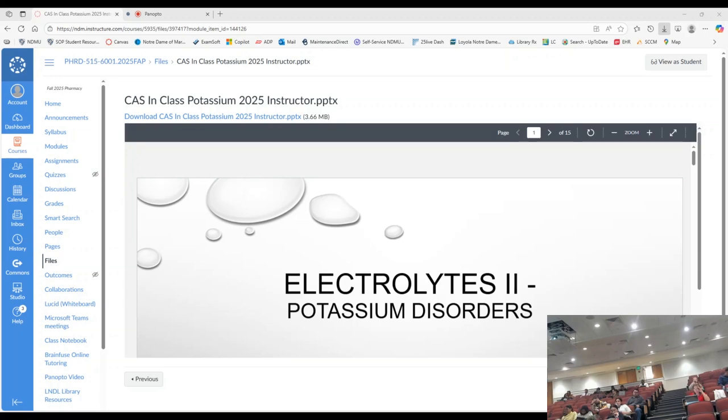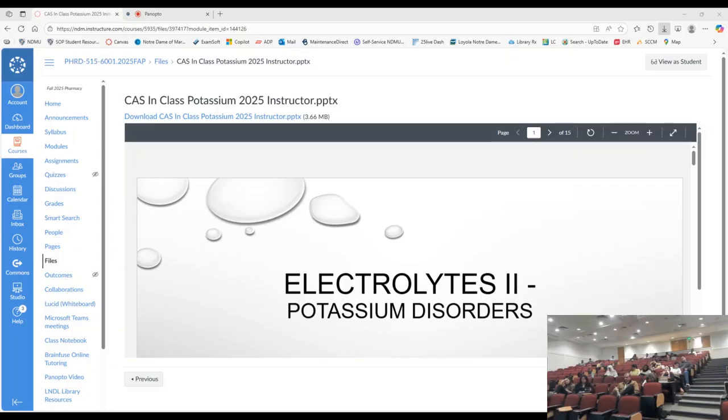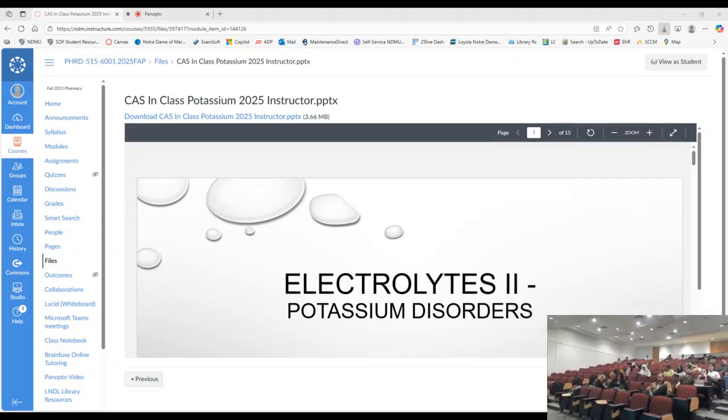There are many different anions formulated with potassium. The most common is potassium chloride, so both oral and IV. That's probably the one that you're going to run into the most, but there's potassium bicarbonate, potassium citrate, and potassium phosphate. If the patient has hypophosphatemia and a low potassium, you can certainly choose potassium phosphate and correct both.